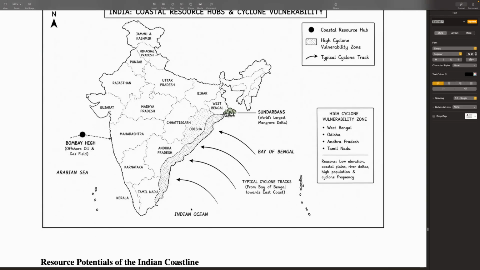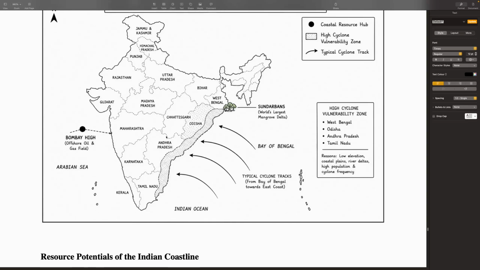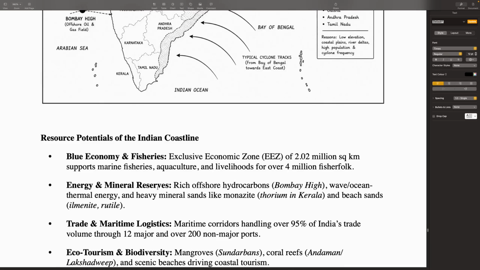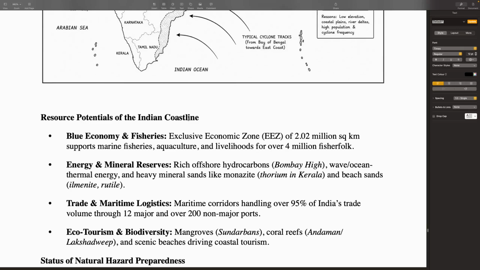This is Bombay High, this is Sundarbans, and this is the coastline. High cyclone vulnerability, this coastal resource hub. So this is how you can draw it. High cyclone vulnerability zone: West Bengal, Odisha, Tamil Nadu, Andhra, this entire region. What is the reason? Low elevation coastal plain, river deltas, high population and cyclone frequency.